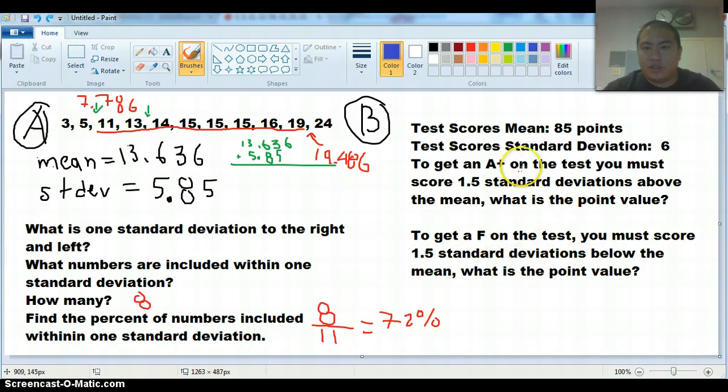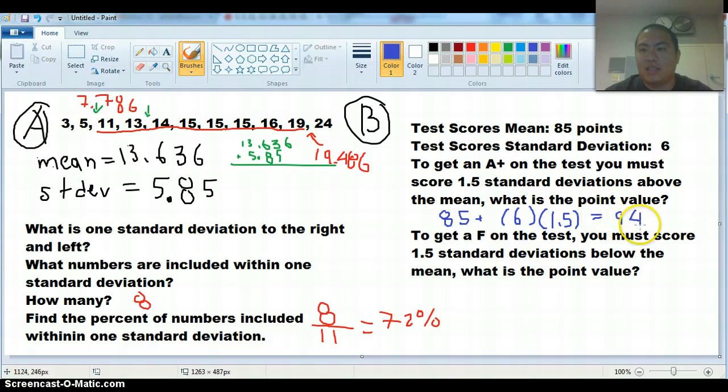For B, the test scores' mean is 85 points, and the test score standard deviation is 6. To get an A+ on the test, you must score 1.5 standard deviations above the mean. All you have to do is take 85 and add the standard deviation, which is 6, multiplied by 1.5. So it's 85 plus 9, which gives you 94. You need at least 94 points on the test to score an A+.